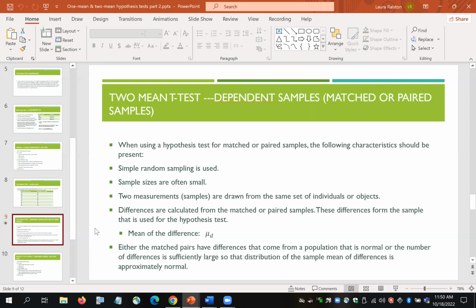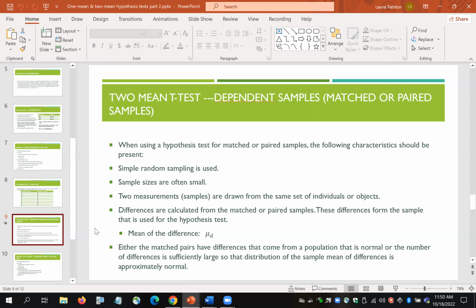We often use small sample sizes. Again, we have two measurements taken from the same group of people at different times. We then look at the differences between those matched or paired numbers. We compare pre-test, post-test, or before and after. Those differences actually become your data, and we compare the mean of the difference.